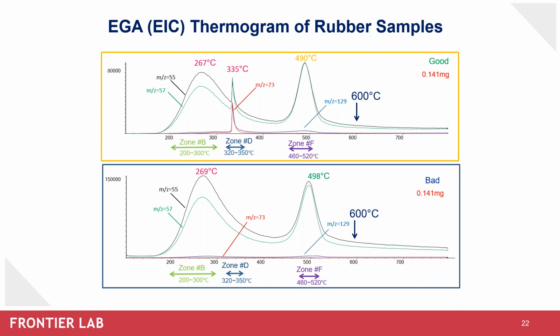Fantastic. And it looks like we have time for one more question. So, Rosine, I'm going to throw one your way. What is the difference between evolved gas analysis using the microfurnace and a headspace sampler?